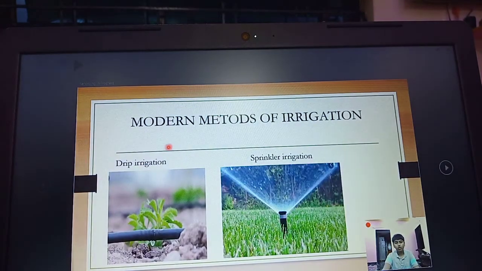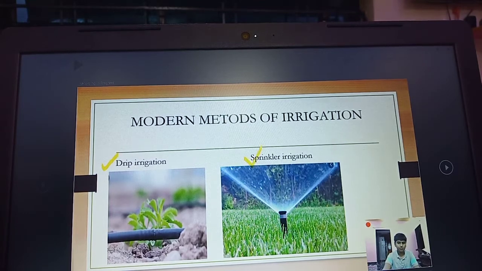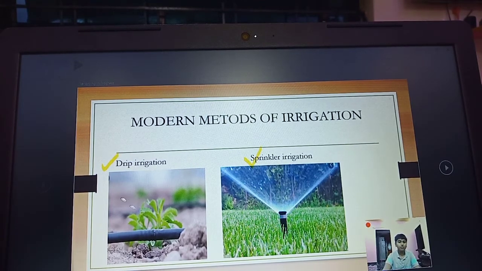Now the modern methods of irrigation are drip irrigation and sprinkler irrigation. Now drip irrigation is watering the plants directly at the roots. Now you can see here a drop of water is being given to a plant's root directly, and sprinkler irrigation is watering the plants with the help of sprinklers. Now you see a sprinkler that is watering the plants.